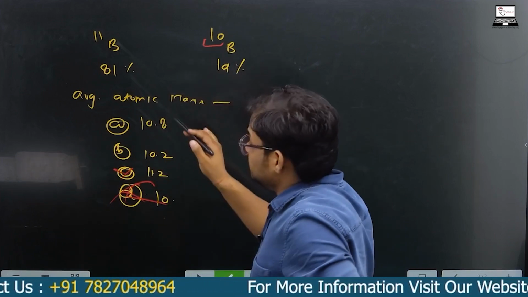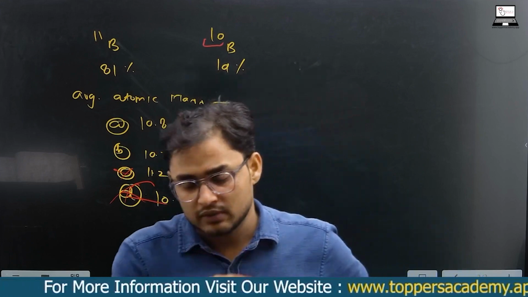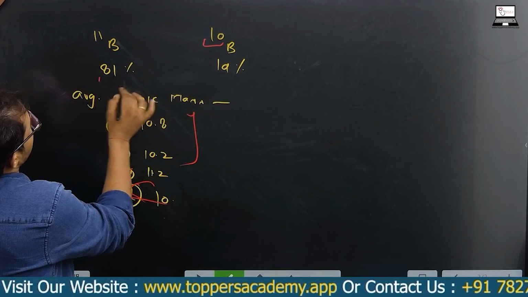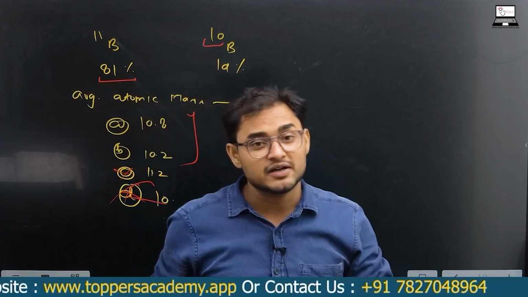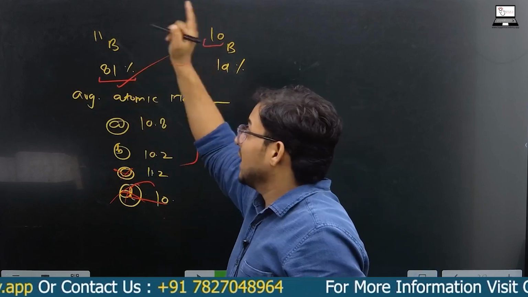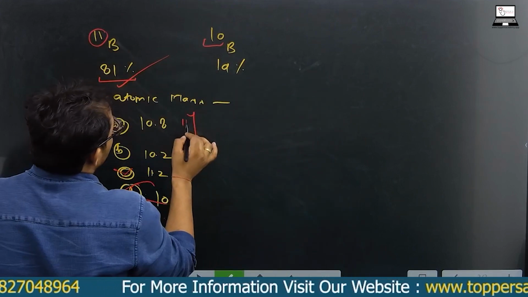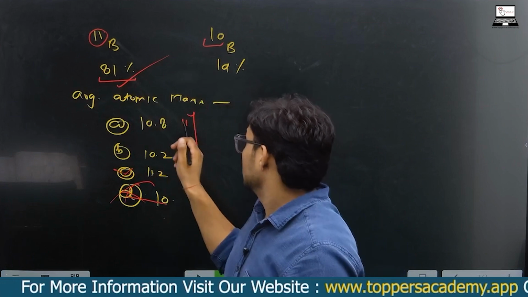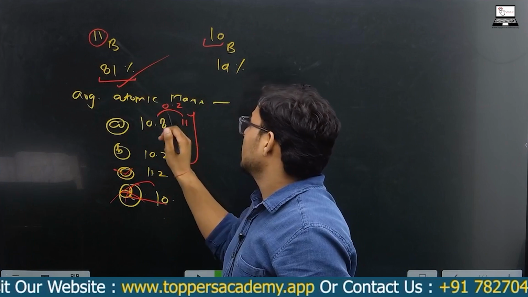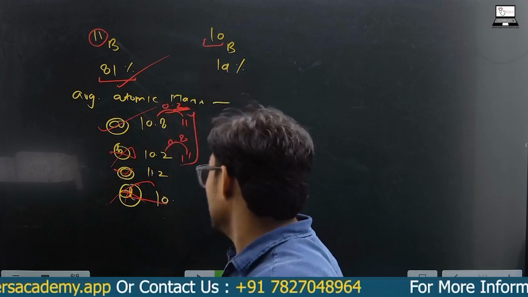So now listen, out of 10.8 and 10.2, one option will be the right option. I have to find which isotope has higher abundance. It has 81%, the other has just 19%, so it has higher abundance. That means the answer will be very close to the atomic mass of this isotope, that is 11. You will find the difference. One has 0.2 difference, the other has a difference of 0.8, so 10.8 has less difference. That means it is the right answer, and the other is wrong.